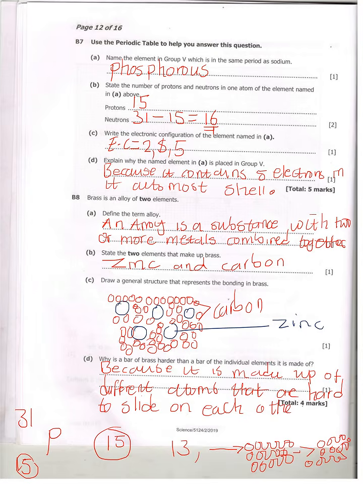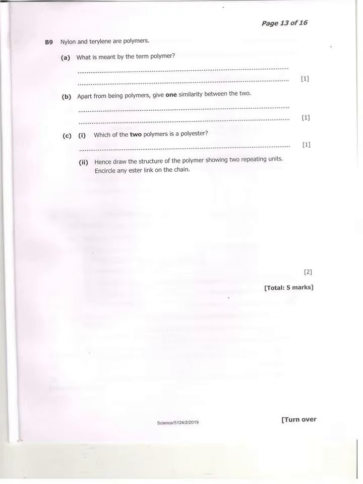Okay, now let's move on to question 9. So nylon and terylene are polymers. The first question, what is meant by the term polymer? Polymer is just a large macromolecule made from 2 or more monomers. So if you combine the 2 or more monomers, you form what we call a polymer.